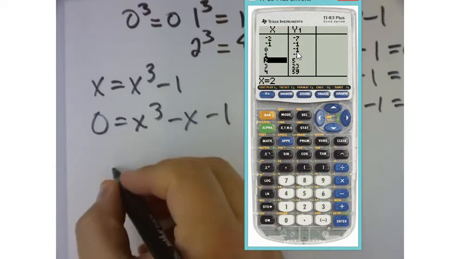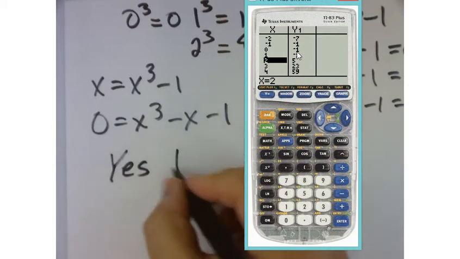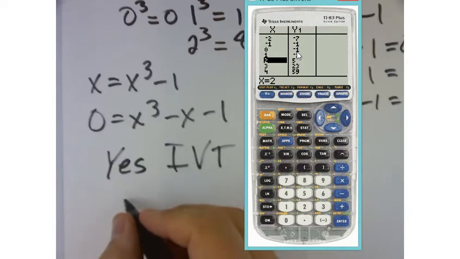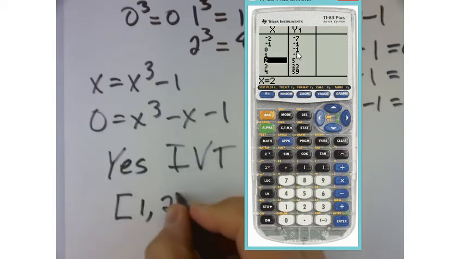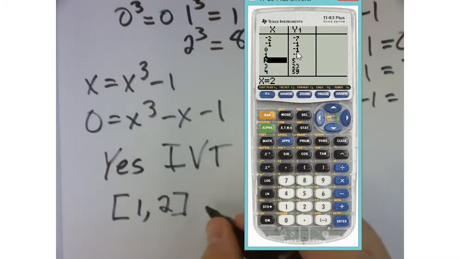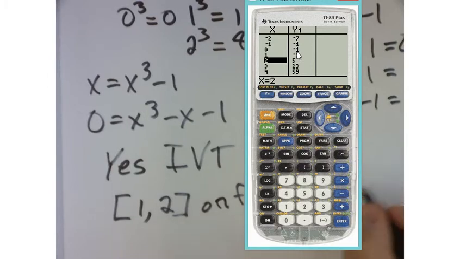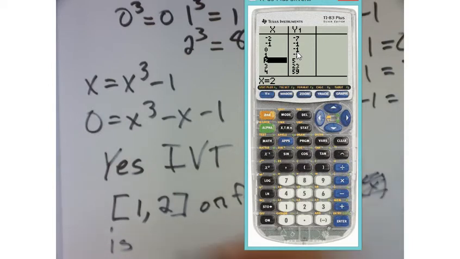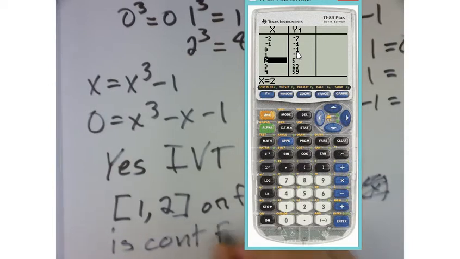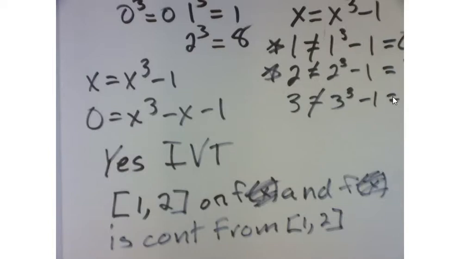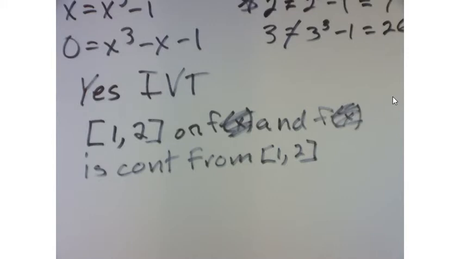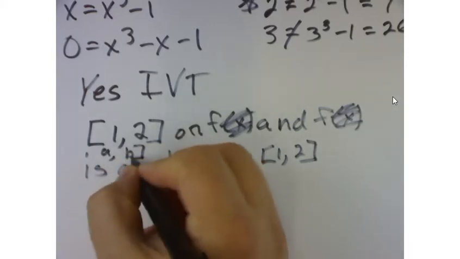Well, I could say yeah, because according to the intermediate value theorem, I have f of x, and f is continuous from 1 to 2. So I could say 1 comma 2, these are the x values, or a comma b as the theorem defines.